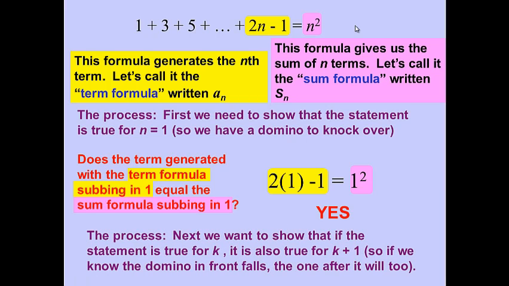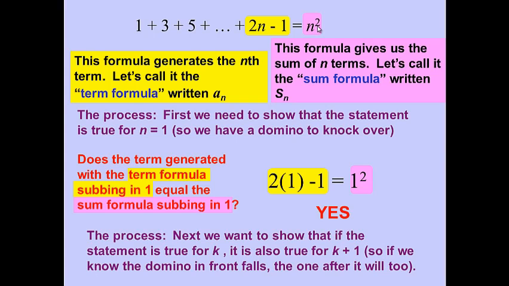Now we want to show that if n is some other term number, the formula is going to work. Actually, we're going to assume that if it is true for some other term number, which we'll call term number k, then it will also work if n is equal to k plus 1. In other words, we're trying to show that if the thousandth term works, then the thousandth and one term would also have the same sum formula.